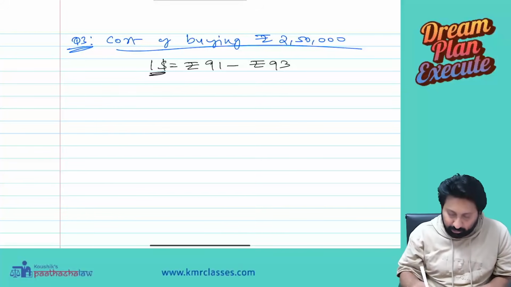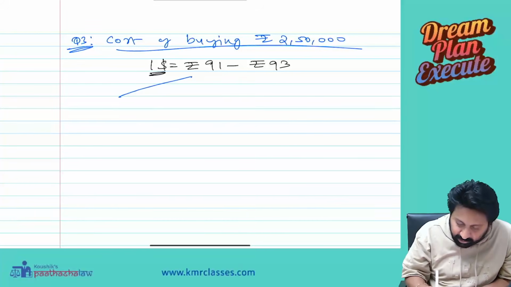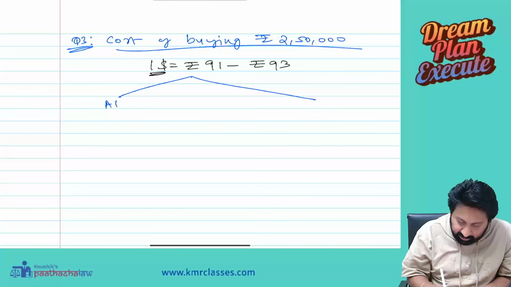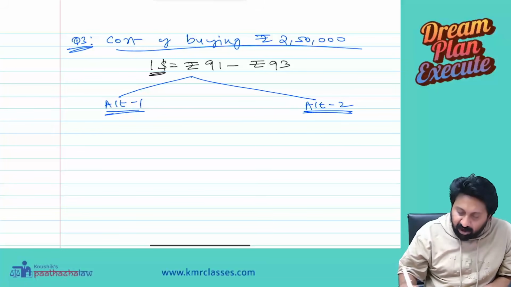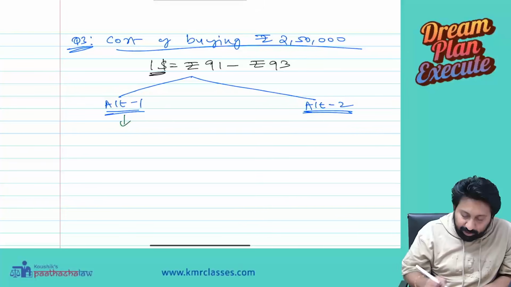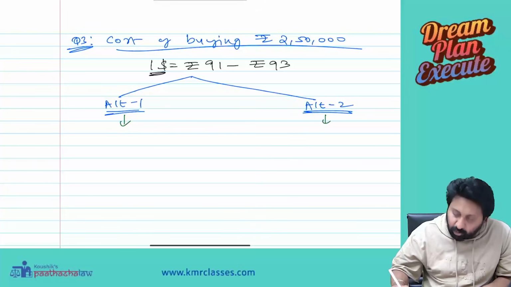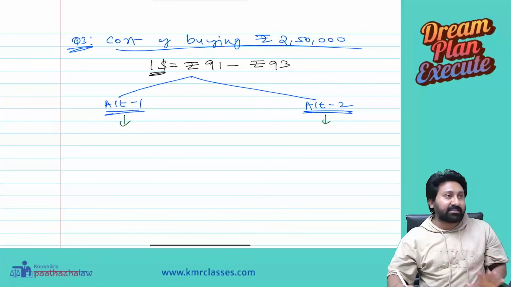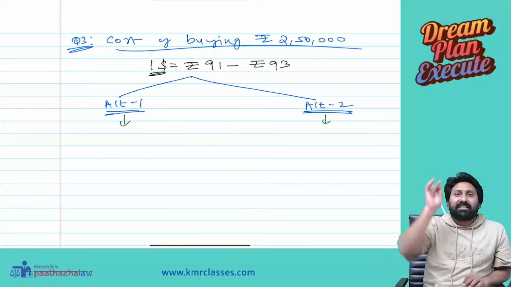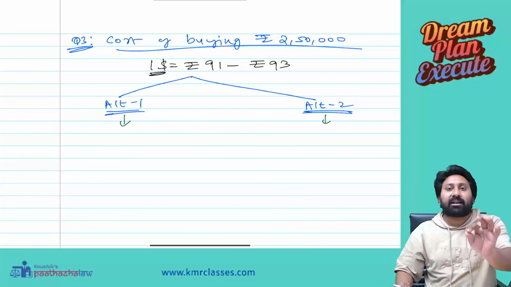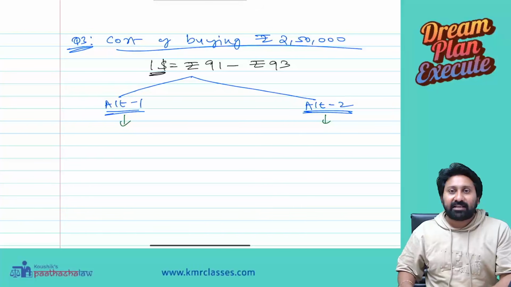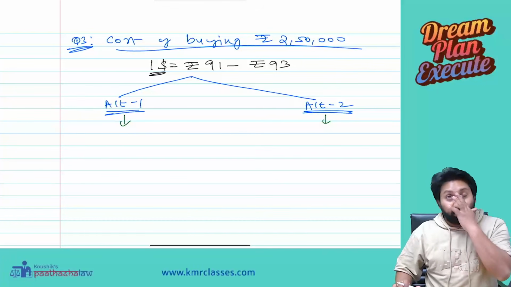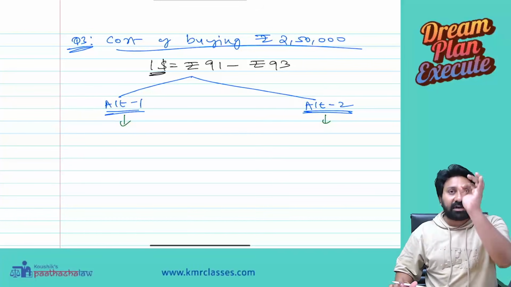How to approach? There are two ways to approach this answer: alternative 1 and alternative 2. I will always recommend students to go by alternative 1. Alternative 2 is a little bit lengthy and risky as well in the exam. Therefore, I will always suggest students go by alternative 1. How to do alternative 1?